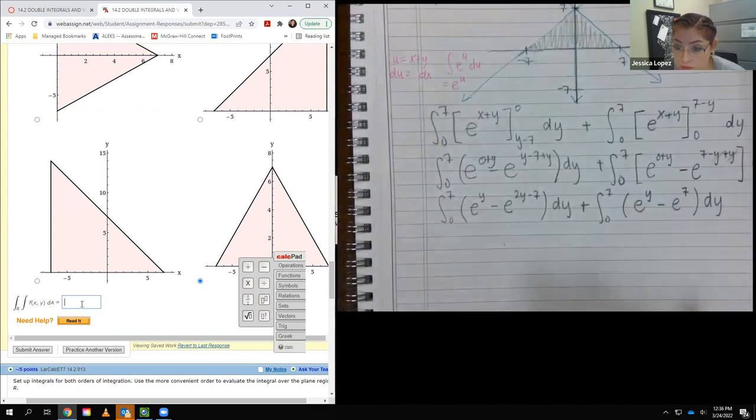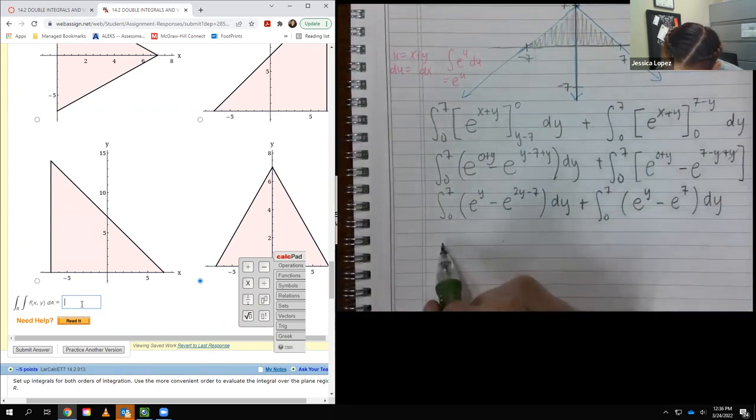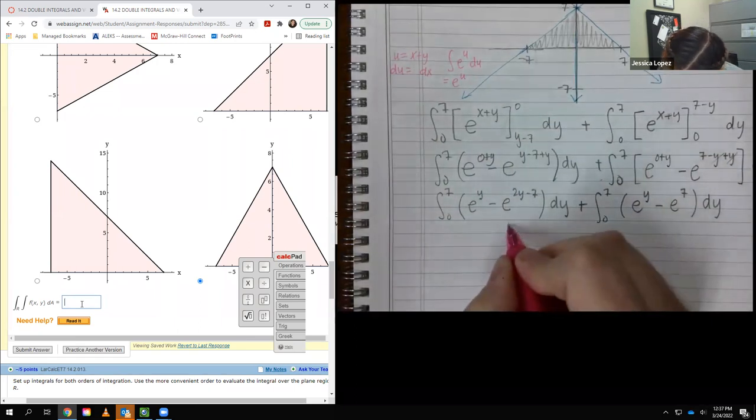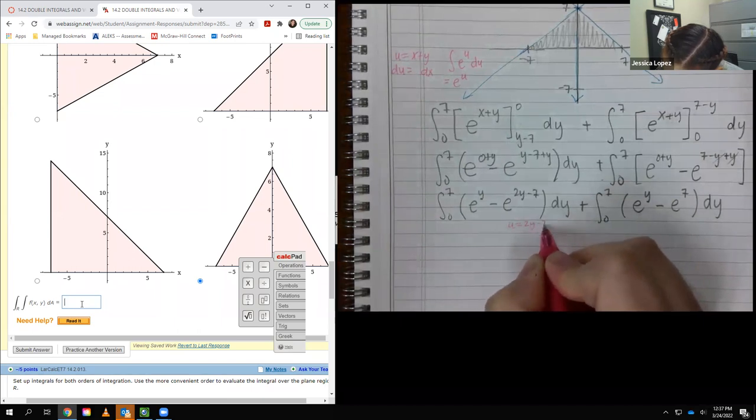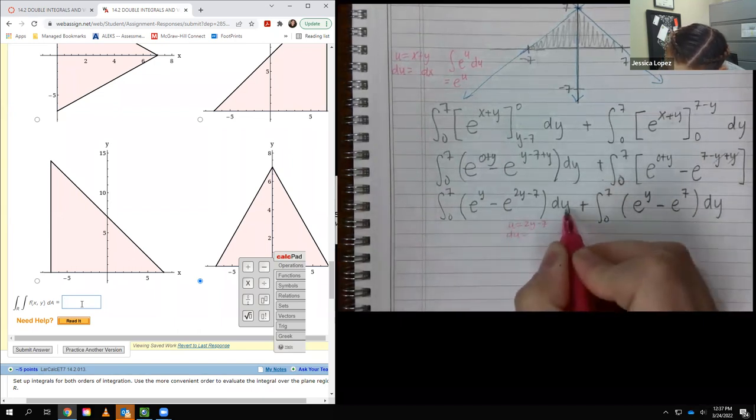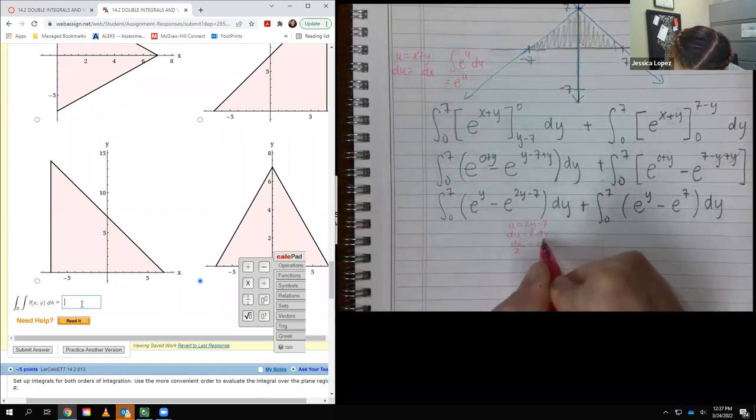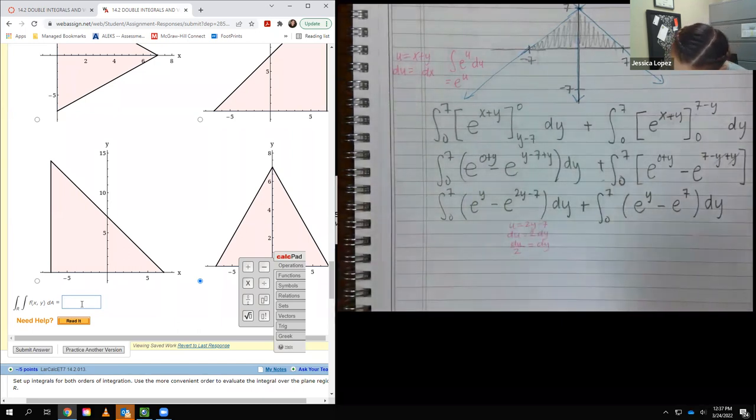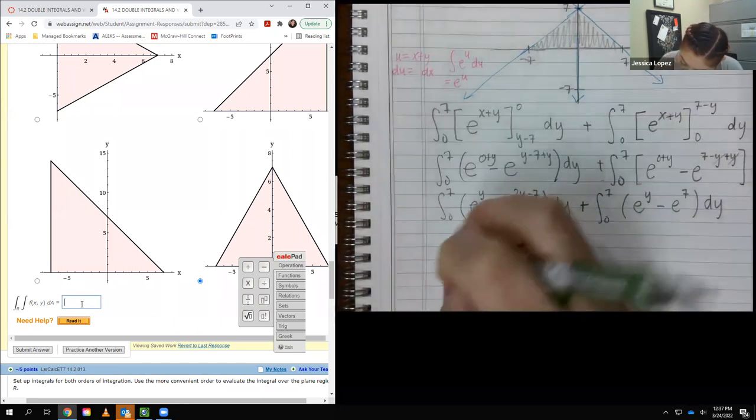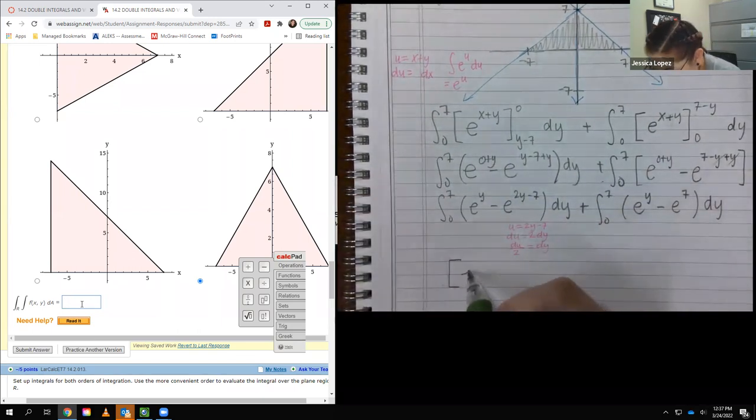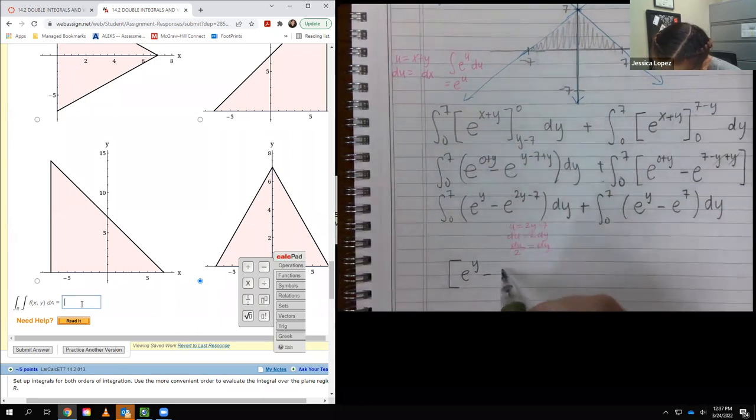Now I am integrating with respect to y. So this one is going to require u substitution. If I let u equal 2y minus 7, then du with respect to y is going to be 2dy. So du over 2 equals dy, which means when I integrate it, integral of e to the y is e to the y. The integral of this is going to have that 1/2 in it. So 1/2. And then that.